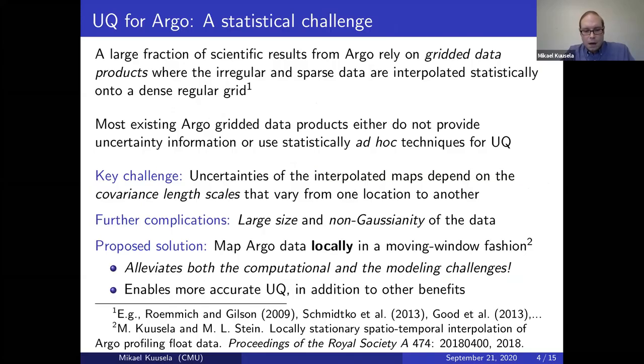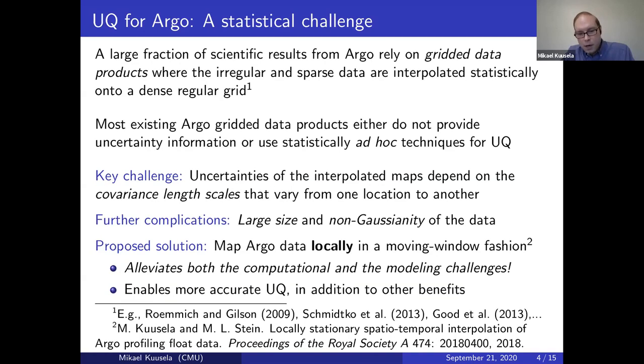But a common thing with most of these products is that either they do not provide uncertainty information or they use something that I, as a statistician, would see as fairly ad hoc techniques for uncertainty quantification. So for example, the Roemmich and Gilson climatology, the last time I downloaded it, does not contain any uncertainty information. And the same goes for many of these other climatologies. Some of them do have some measures of uncertainty, but it's not immediately clear what the properties of those are and whether they are exactly quantifying all aspects of uncertainty.